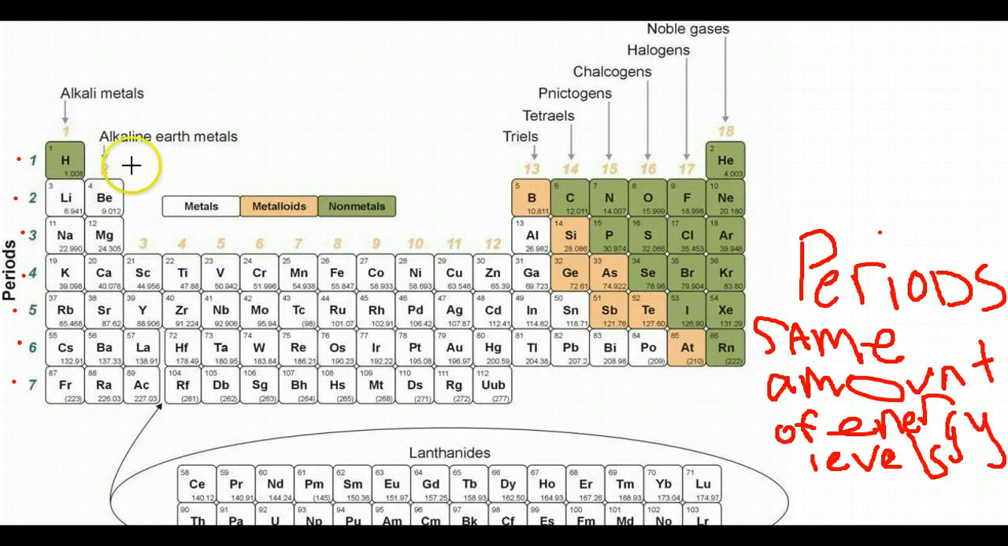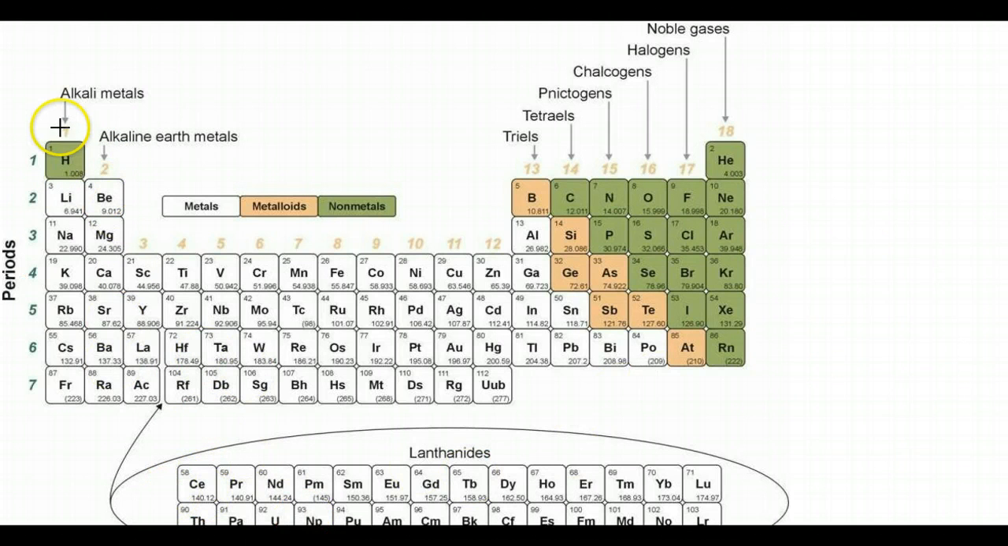Okay, so now let's take a look at the columns. The columns are very special because the columns tell us how many valence electrons each element in that column will have. So, for example, in column 1, you'll notice that each element has 1 valence electron. In column 2, each element that's in column 2 will have 2 valence electrons. Now, we call these columns something special. We call them groups, and sometimes we call them families.